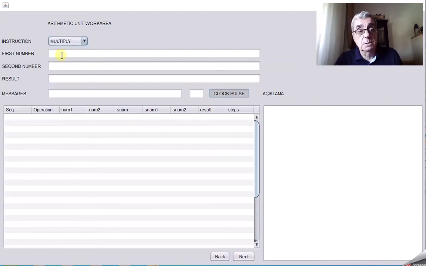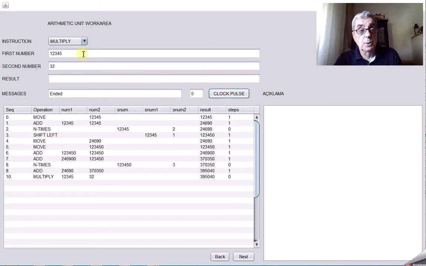Okay, let's try to multiply two numbers. And here we have 32, which means we are going to add this number 2 times to the result, and then we will add this number 3 times to the result. Okay, let's see what we have here. We have n times. Now we add 2 times this number. This is this, and we get this result.